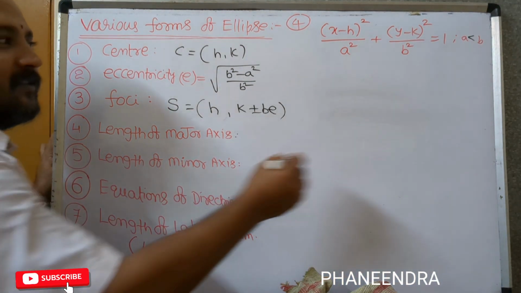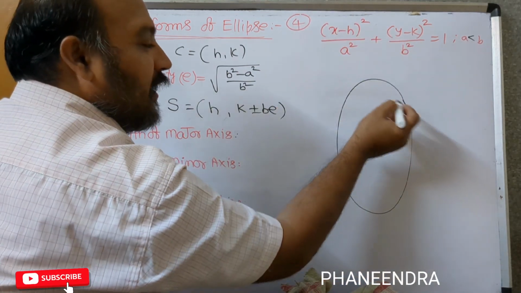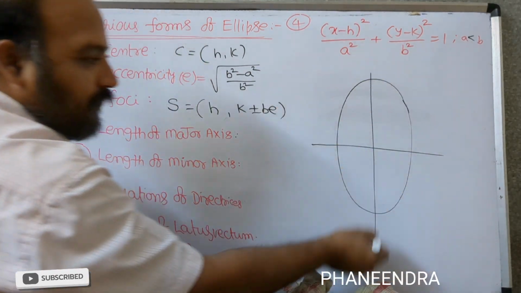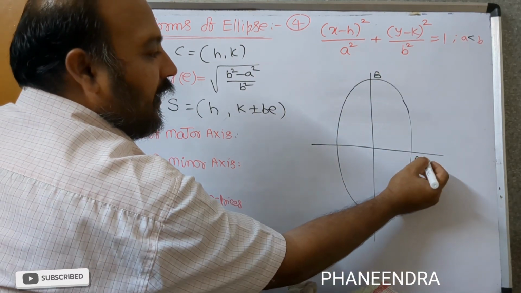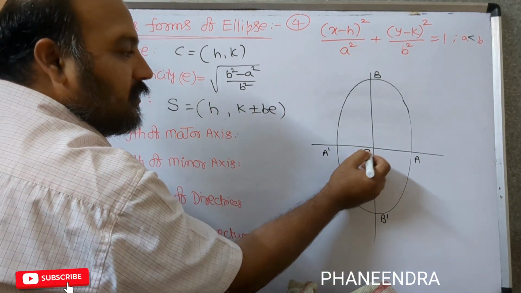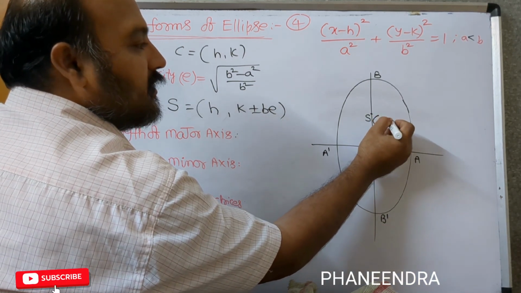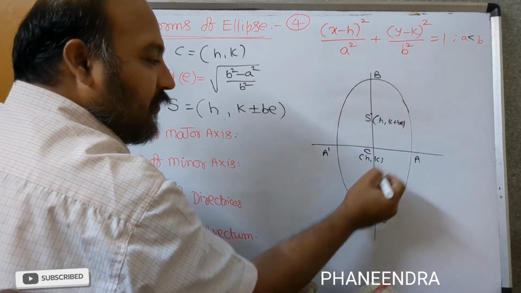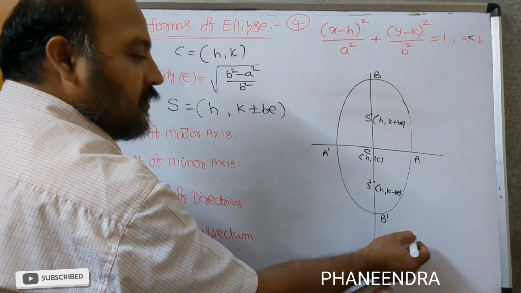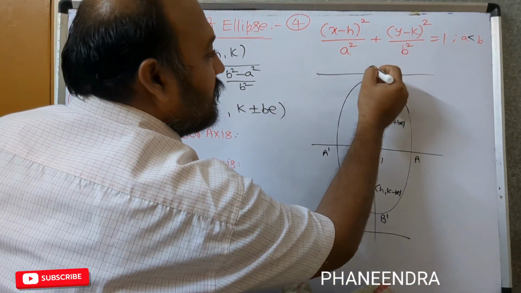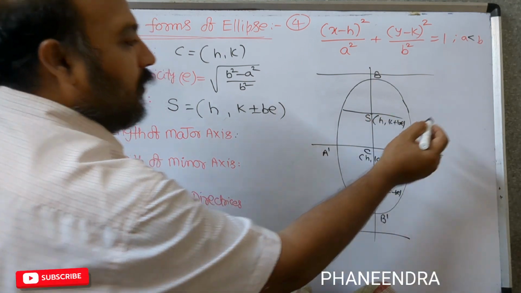Length of major axis. If you draw the figure, it comes like this. This is the ellipse, a is less than b case. So b dash, a dash, center h comma k, focus h comma k plus be, S dash h comma k minus be. So this is another direction. Directrix. This is also another directrix. Here the latus rectum will be.